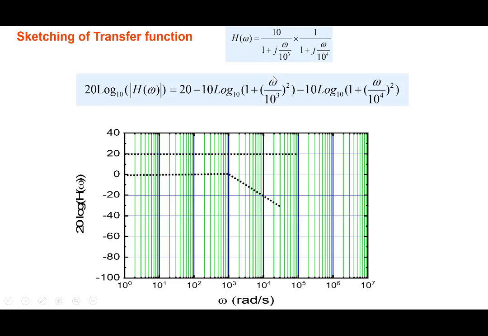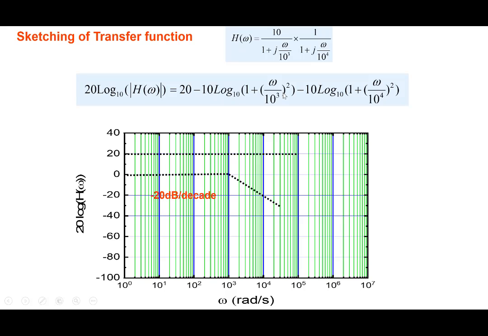Beyond that, as we have seen in the last lecture, if omega is much larger than 10 power 3, then the slope of this particular line is minus 20 dBs per decade here. Because if you neglect 1 and if you increase omega by a factor of 10, then because there's a square also, the value of the magnitude changes by 20 dB here.